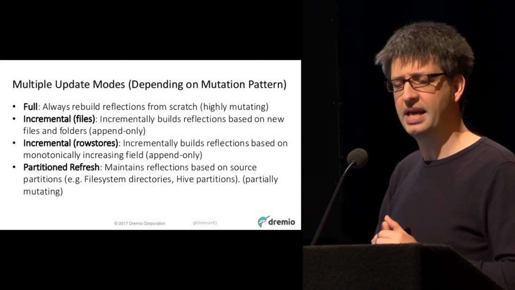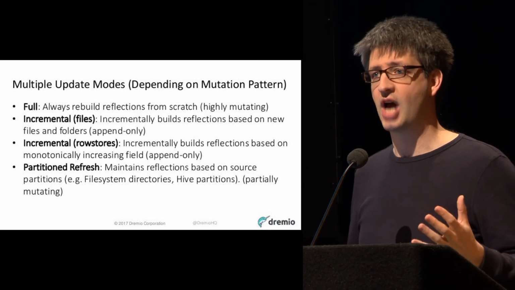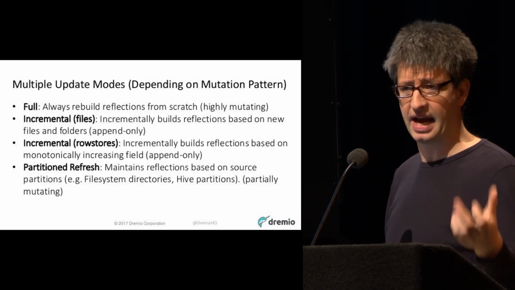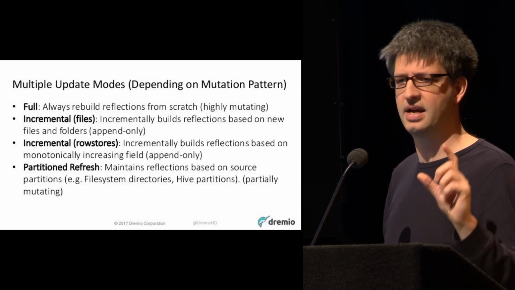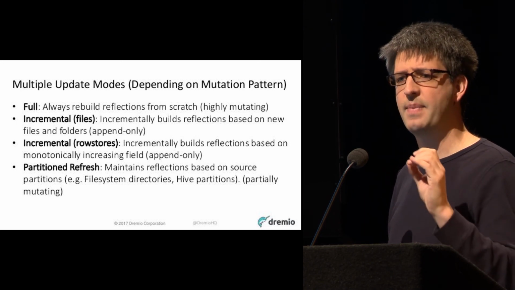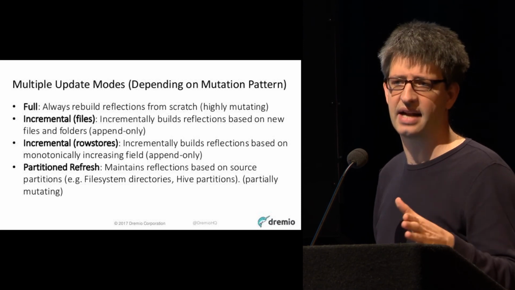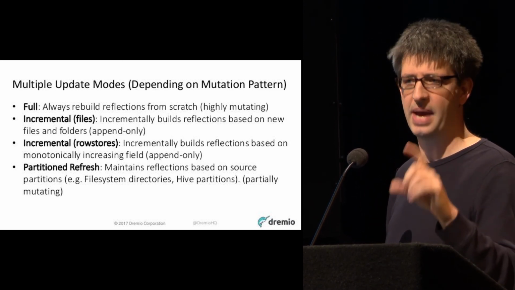But in many other cases, mutation patterns can be more predictable. And so the two that are usually the most common for large data sets are basically append-only patterns, and that might be for files. So hey, as new files and new directories show up, I'm going to take advantage of that. Or if you've got a row store like a relational database, I may have a column which is a constantly increasing column, and so I'm going to use that column to identify new records that have been inserted. So those are two ways to deal with append-only situations.